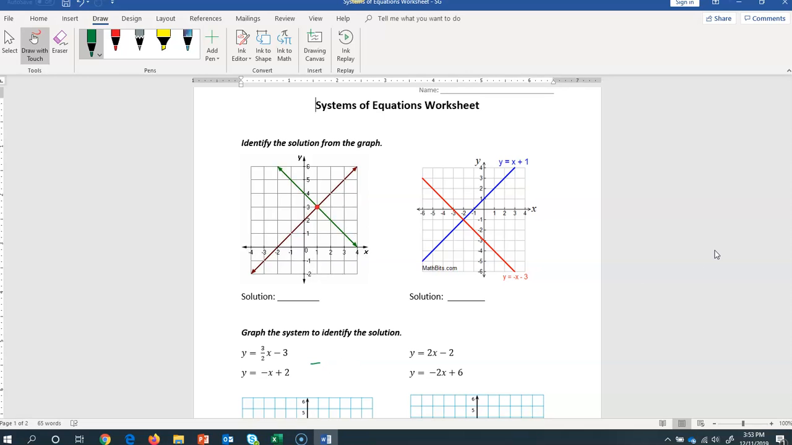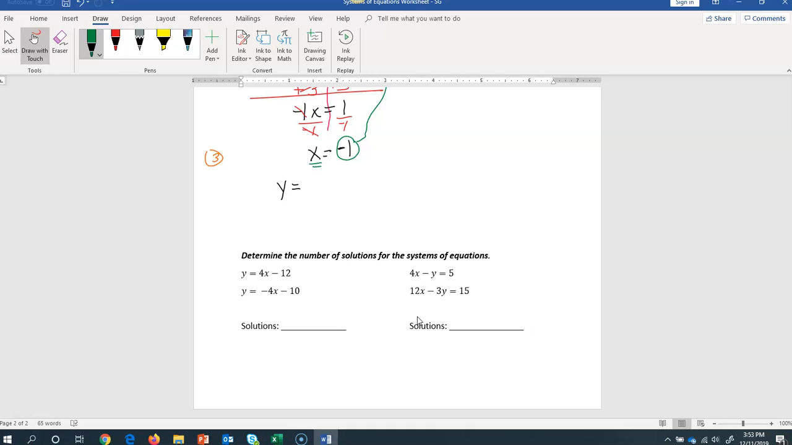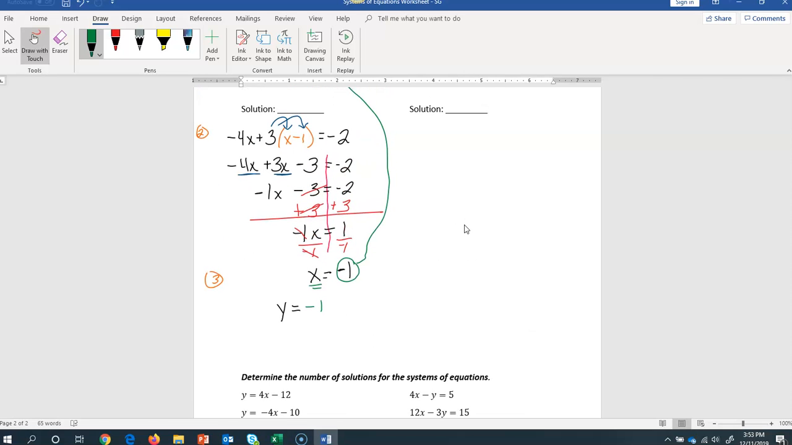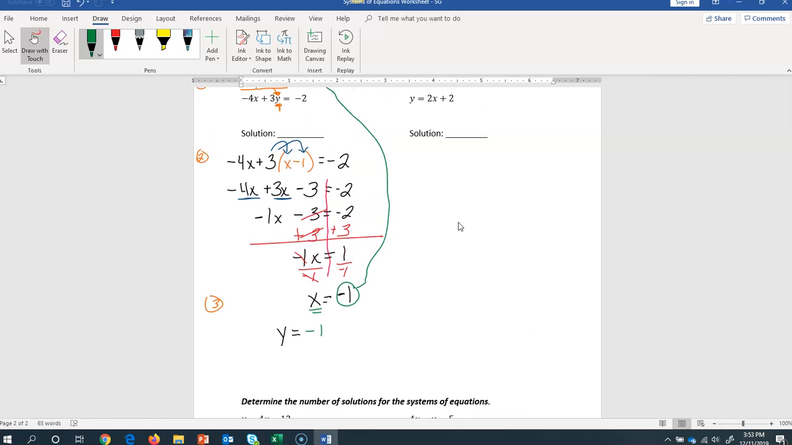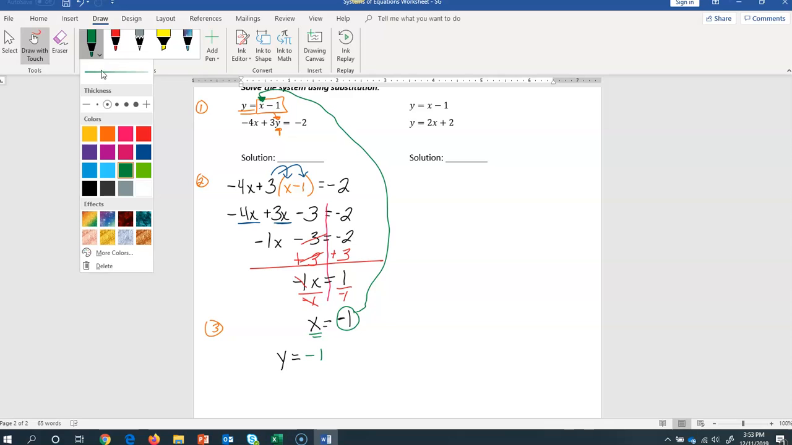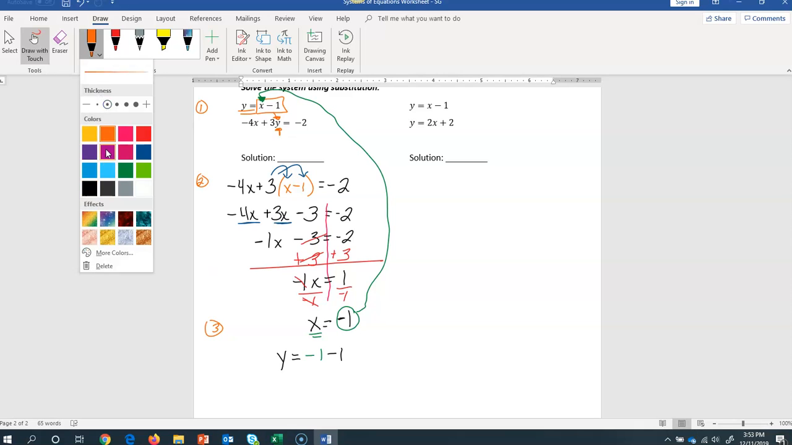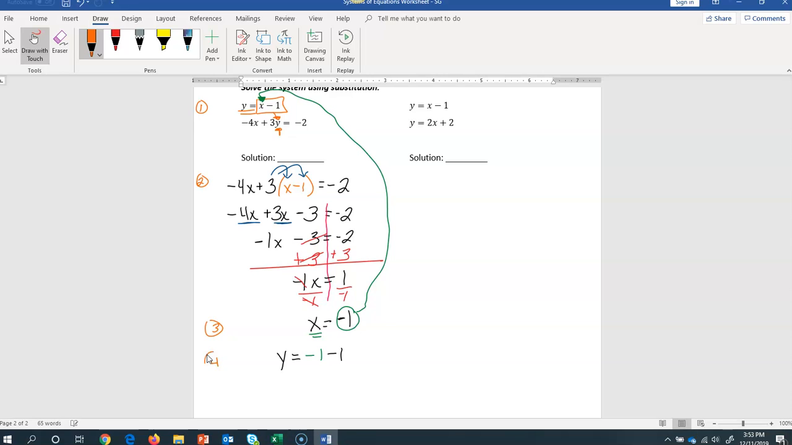Oh, don't know exactly what just happened there. Sorry, guys. Scroll back down. All right. So instead of x, I'm going to use negative 1. I need to make that where you can see that better. All right. And then that equation says minus 1. So negative 1 minus 1. Okay. So this was step 4, was to do that substitution.